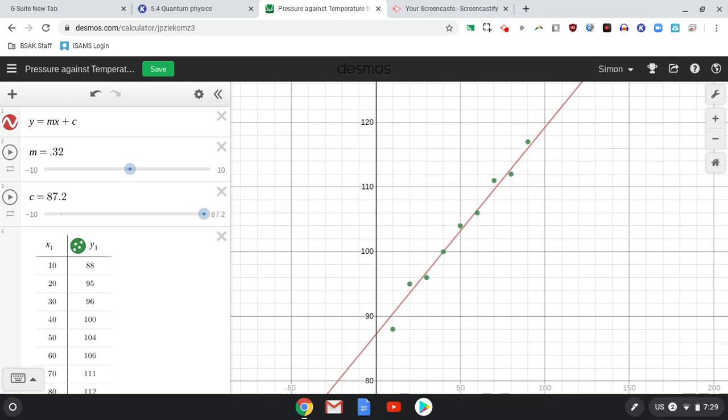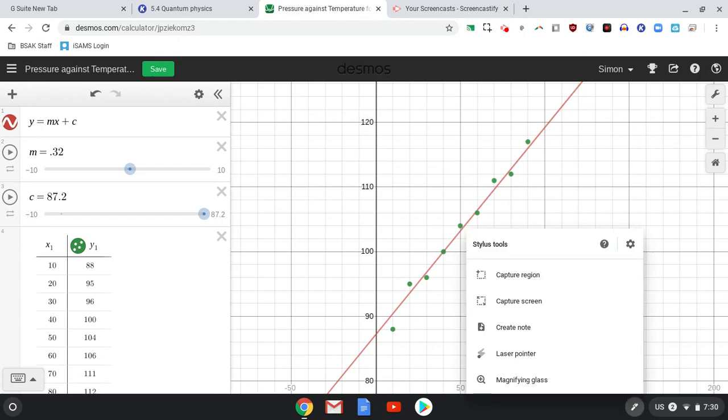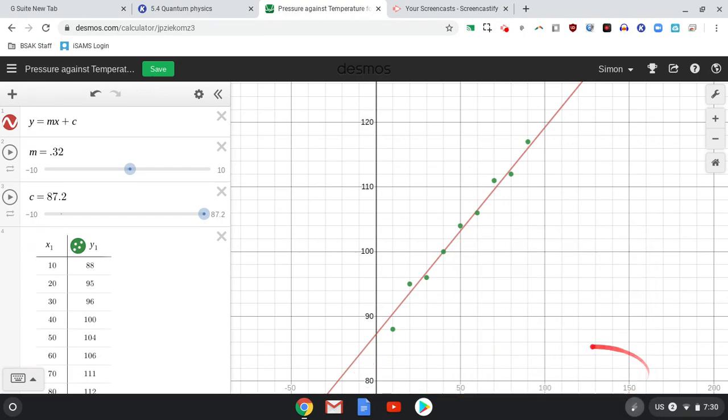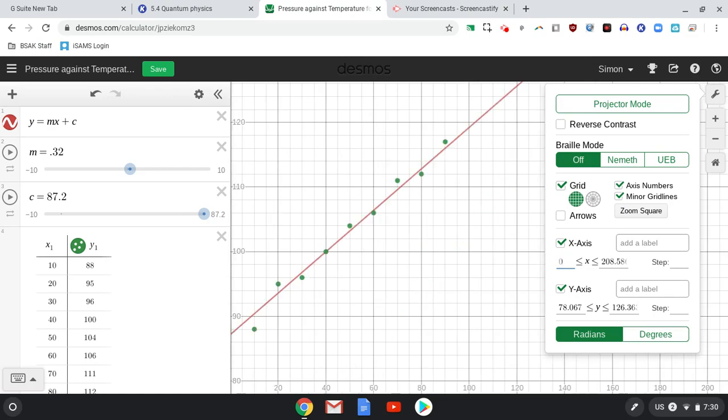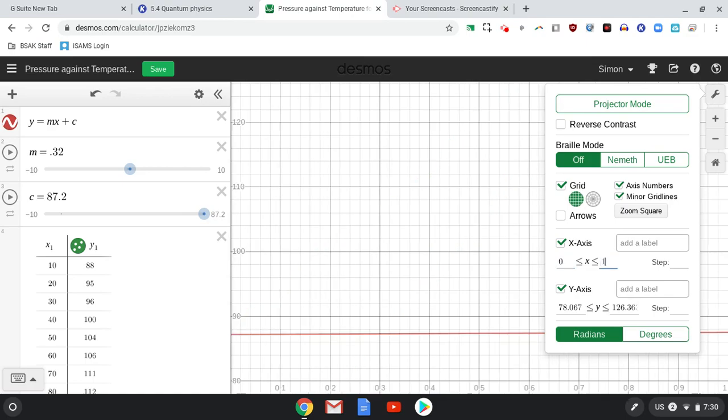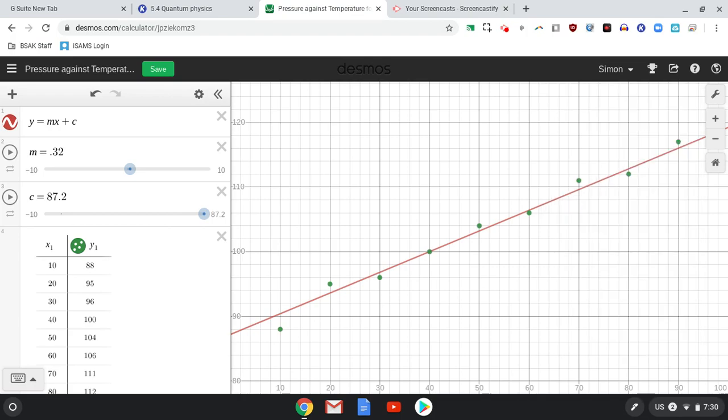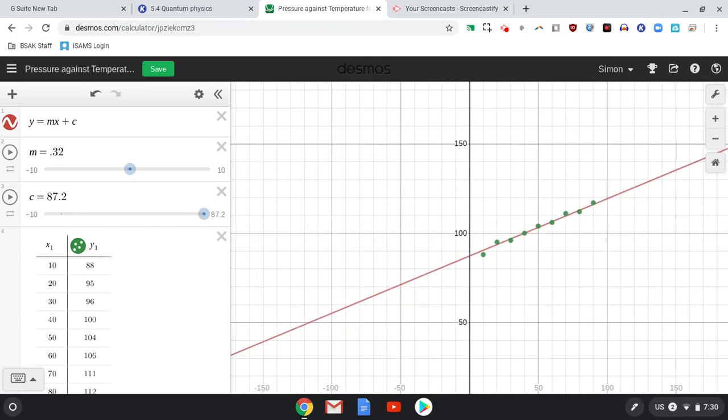So let's reset the x-axis again. So we're going up to 100, aren't we? So we're going up to 100 and we're going up to 120. So let's just reset the x-axis. So 0 to 100. Okay, go back to our graph. So that looks pretty good.